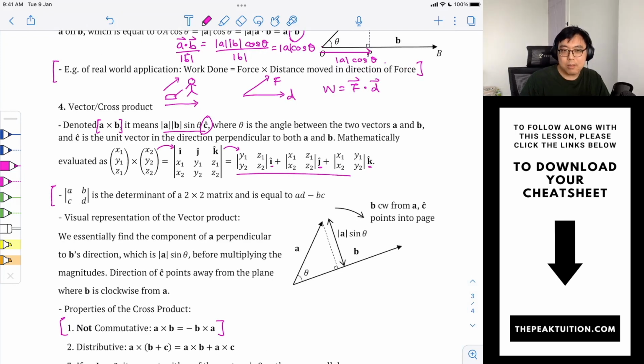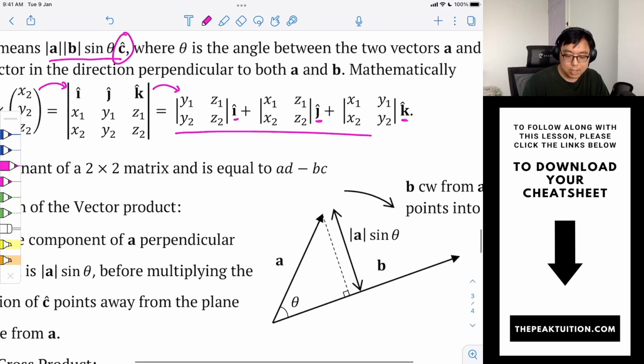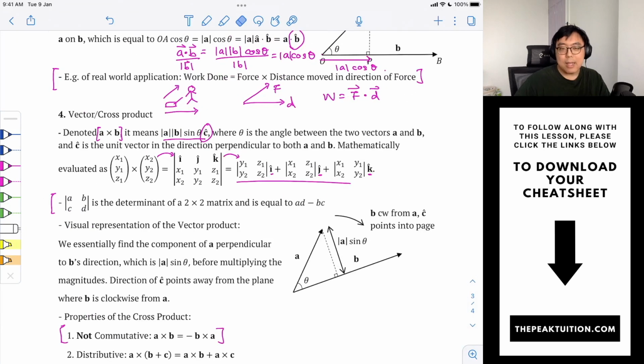There's another method that some of you may have learned before, called the shoelace method. Basically, you extend out this determinant by another 2 more columns, and then do the shoelace like this, so on and so forth. That also works. But I think it's a little bit messy, so just use whichever works for you. Okay?